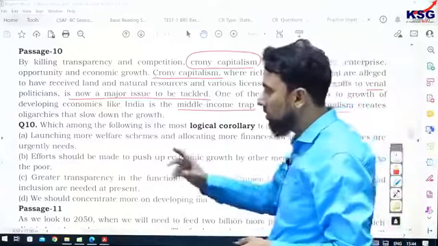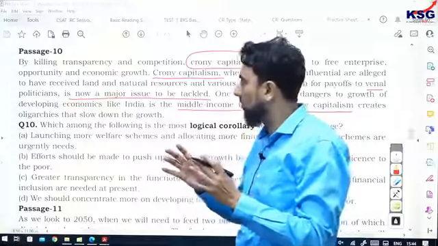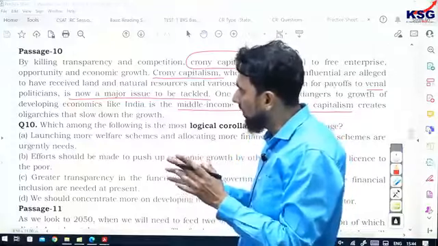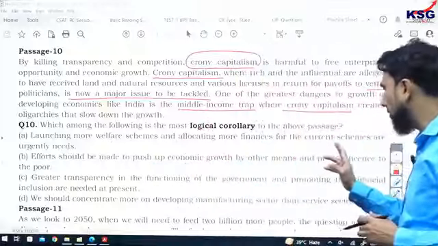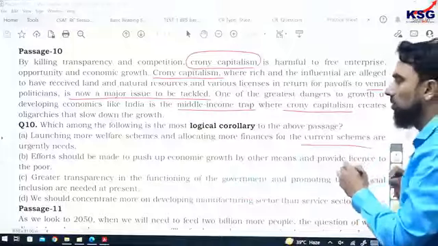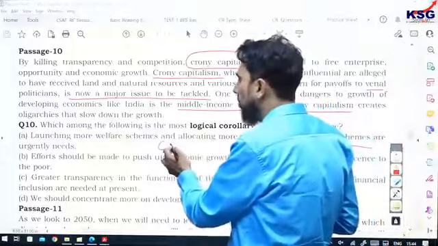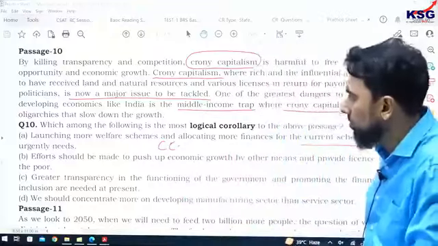Now option A says, launching more welfare schemes and allocating more finances for the current schemes are urgently needed. The author's point is that crony capitalism causes lack of transparency and hence should be tackled. But you do not address crony capitalism here. So this option actually does not give crony capitalism any place in option A.